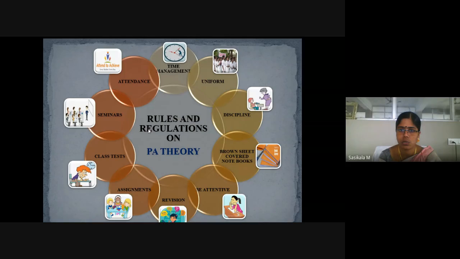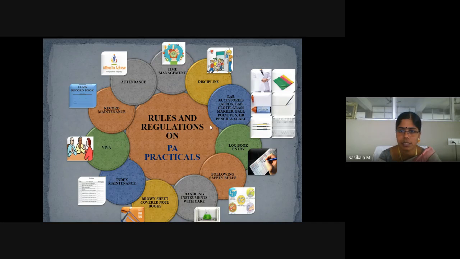About theory, rules and regulations, these are all the parameters you need to follow. Main thing, assignments, revision assignments, class tests, seminars, these are all the work that will be given after each and every class. You need to maintain class book and attendance, time management, everything. Then for practicals, accessories, what you need to bring, logbook entry, important rules and regulations you need to follow, index maintenance, viva, record maintenance, and attendance.